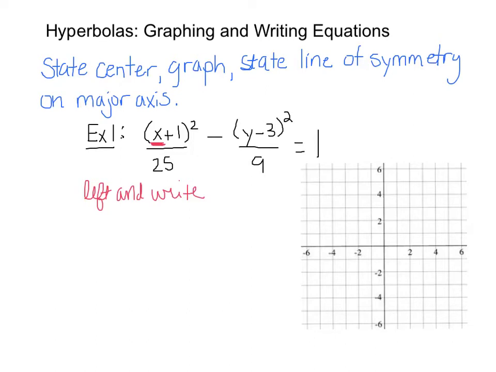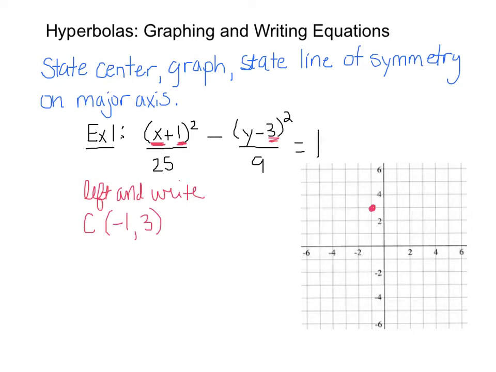The second thing is that our center is based on our h, k, which would be here and here. And remember, you always take the opposite of that. So the center is at -1, 3. Okay? Now, this is how we're going to graph it. The first thing that we're going to do is graph our center. So at -1, 3, our center is right here.